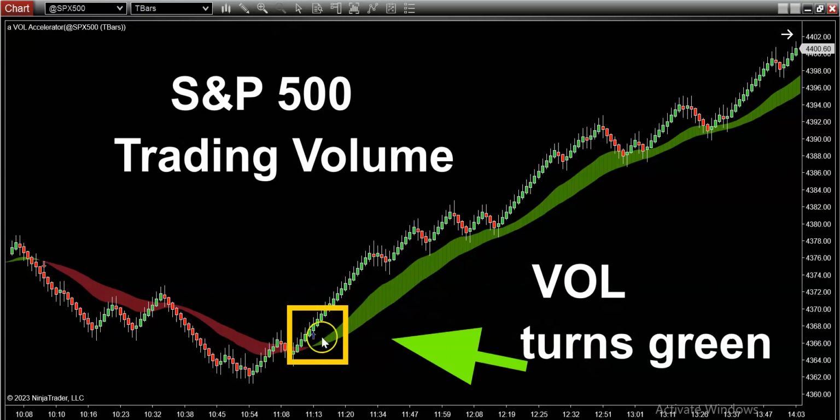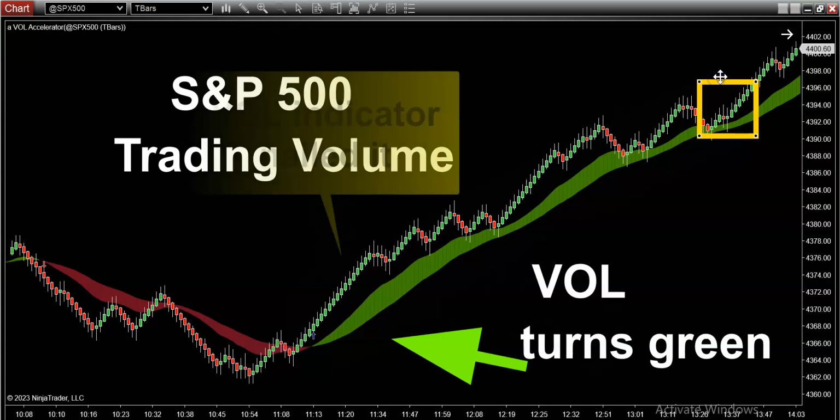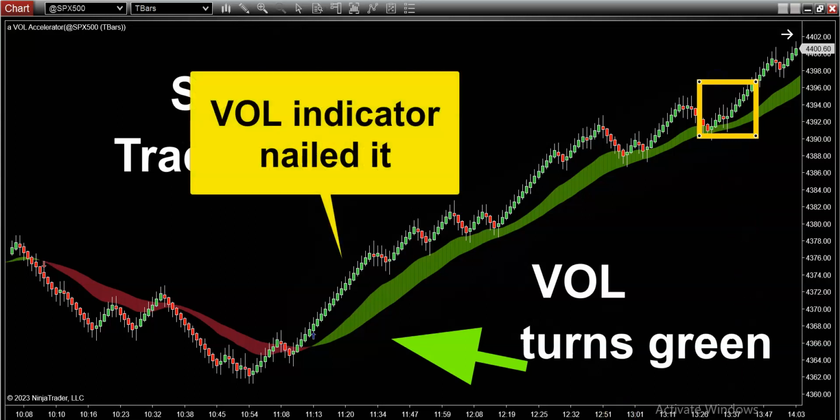This volume indicator turned green today right before lunch on the S&P 500 as this market roared back to life today. All right, guys and gals, let's get into it.